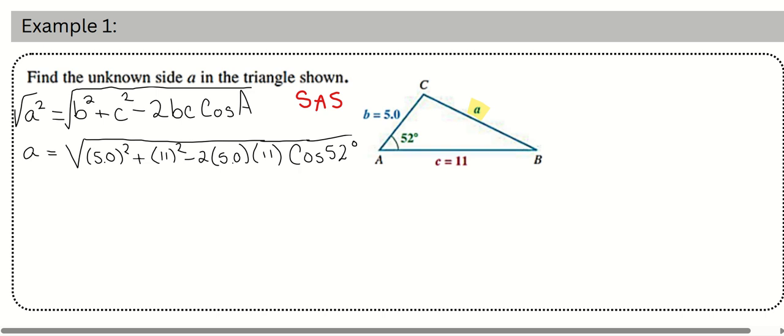And you can input all of this into your calculator, or you can go ahead and simplify this a little bit and then use your calculators to get this. You should end up with 8.8. Remember that you were given two significant figures. 52 is two significant figures. 11 is two significant figures. 5.0 is two significant figures. So we're going to leave our answer as 8.8. So side A is equal to 8.8.